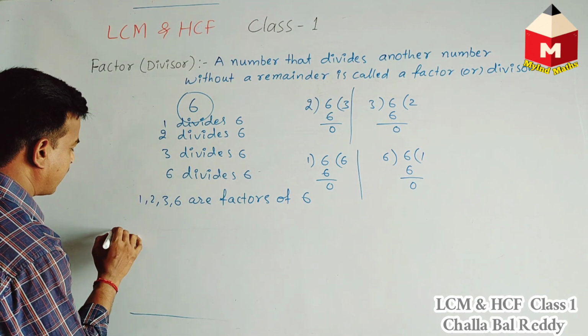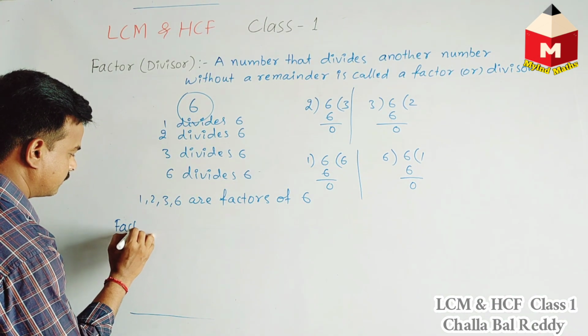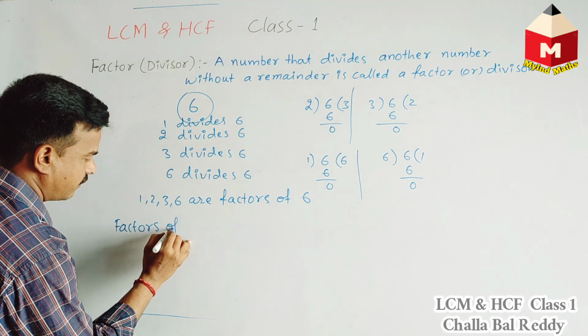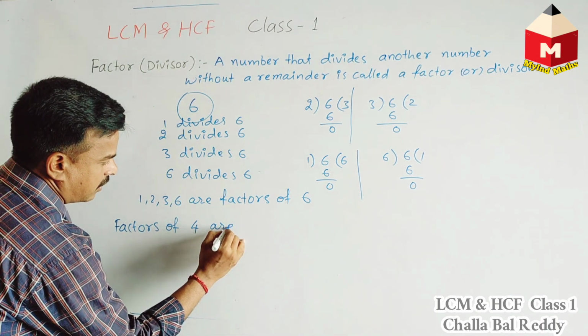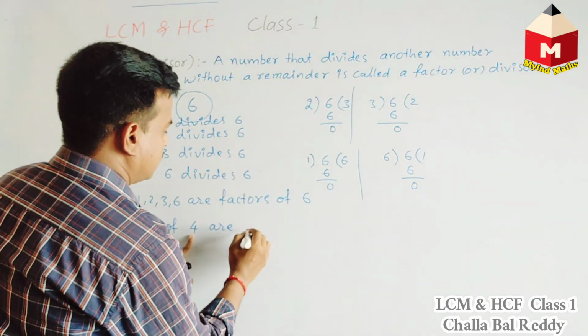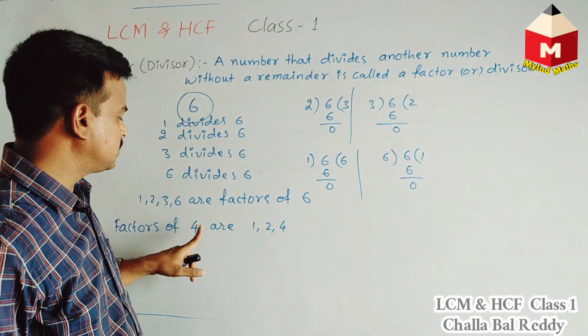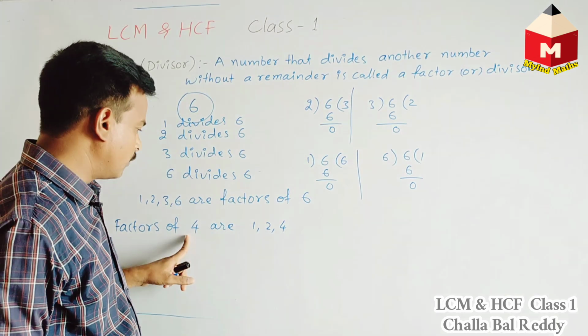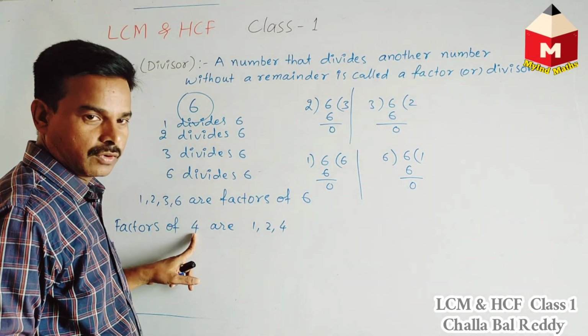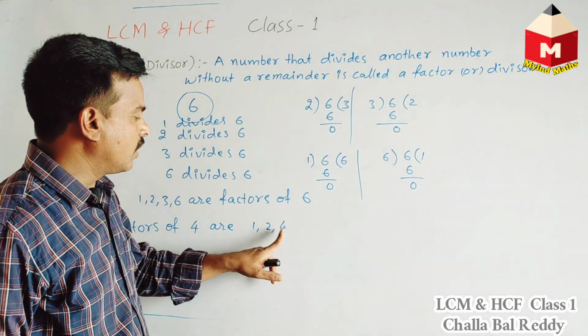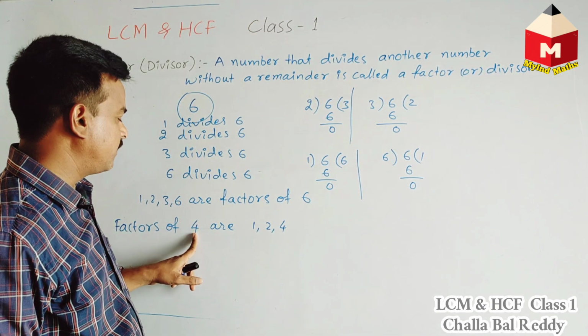So the factors of 4 are, what are those? 1, 2 and 4. Because 1 divides 4, 2 divides 4, and 4 also divides 4. That is why 1, 2, 4 are factors of 4.